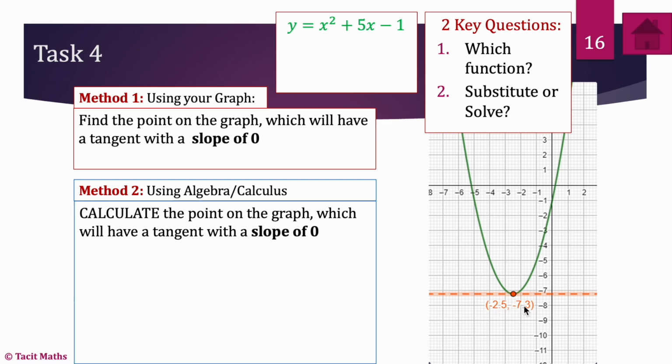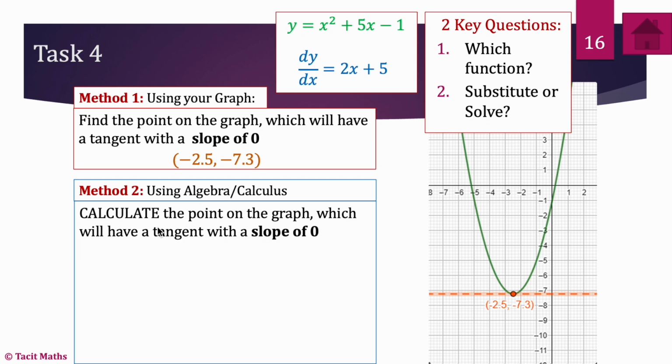Like we got an answer of -2.5, -7.3. That can be difficult if we don't have the graph, or if we want to calculate rather than measure it. So what we do is we use our differentiation again. So back to our two key questions. Which function are we using? Well, we're talking about slope, so straight away we must be using our derivative. Are we substituting or are we solving?